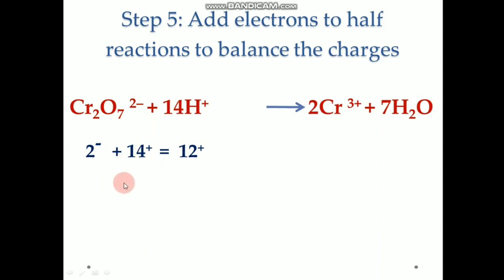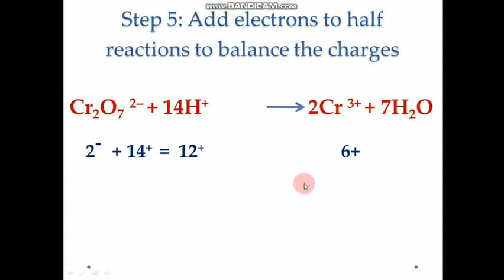So hence, in total we have 12 positive charges. And on this side, if you see, 3 into 2, 6 positive charges are there, and in this other place there is no charge. So 2 into 3, three twos are 6 positive charges. So 12 charges on this side and 6 positive charges on this side. So we need to balance this by adding electrons.